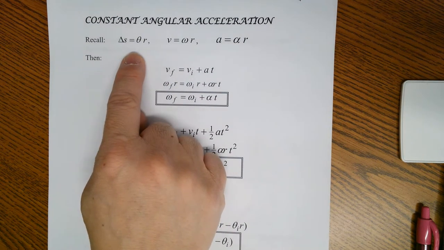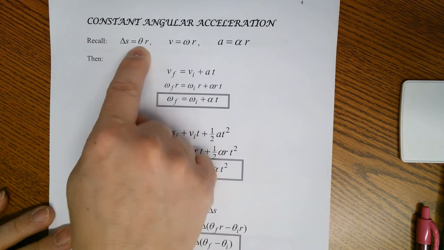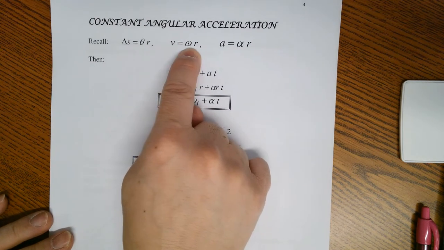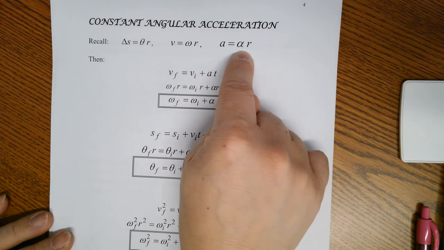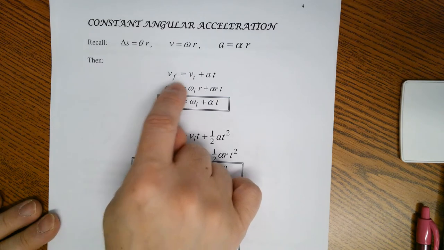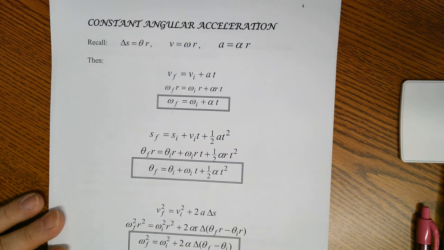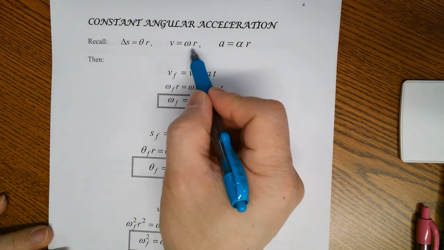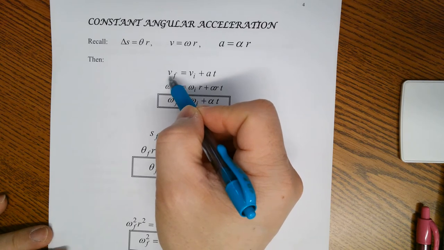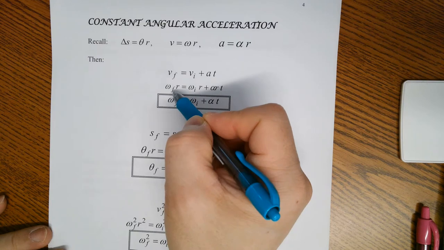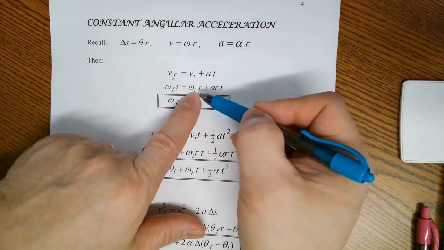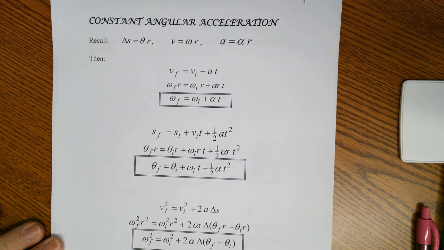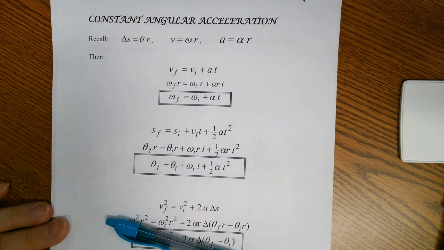So if we were to take a look at, right, delta S is equal to theta R. V is equal to omega r. A is equal to alpha r. And if you look at the first equation, it states Vf is equal to Vi plus at. Now, this is from your summer assignment. If we substitute omega r as my V, so Vf is omega f r, my Vi is omega i r, and my a is alpha r times t, look what happens to all my Rs. I could cancel out all my Rs.